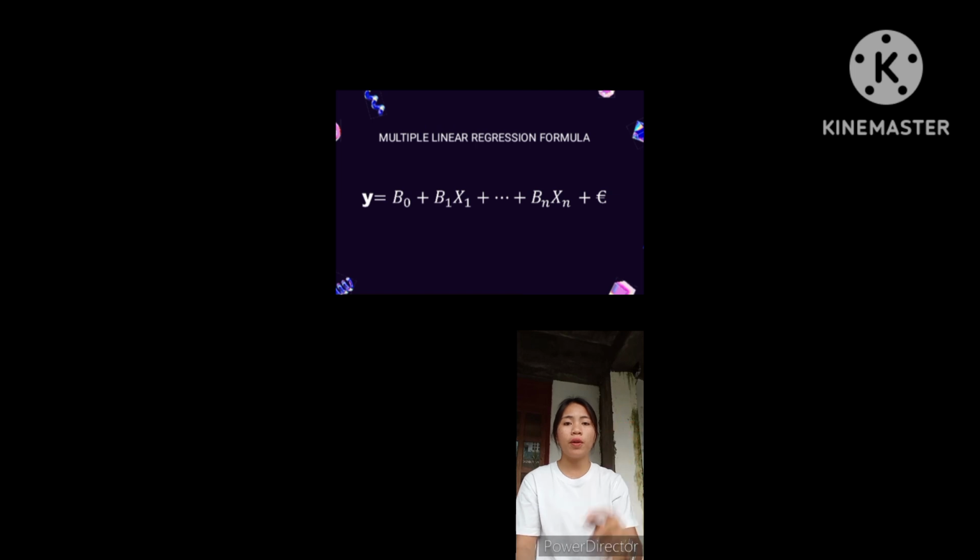Okay, so now let's proceed to the formula of multiple linear regression. So this is the formula of the multiple linear regression. So y is equal to beta naught plus beta 1 times x1 plus dot dot dot plus beta n times xn plus model error.